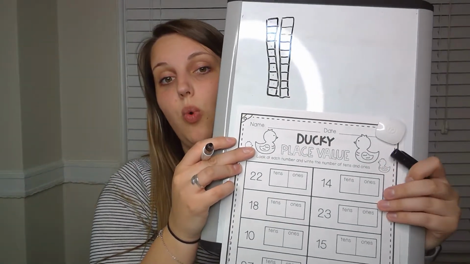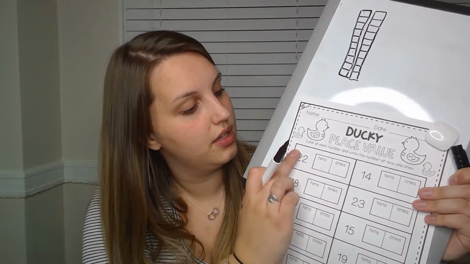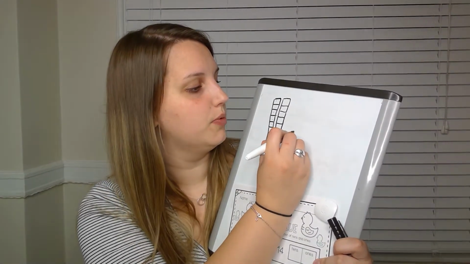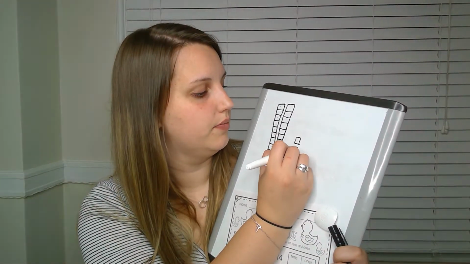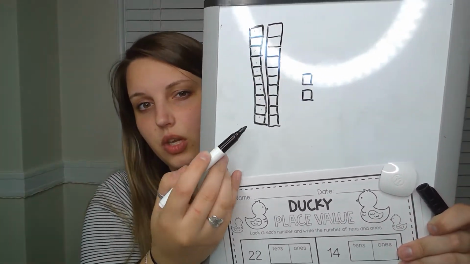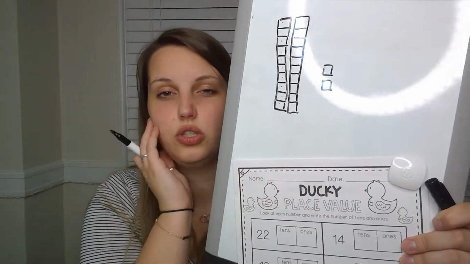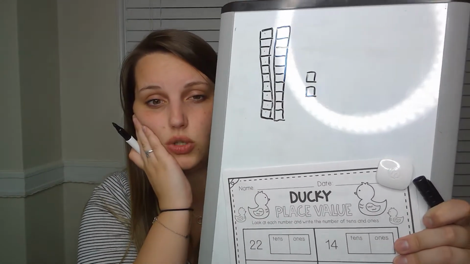And then looking in the ones, how many ones do we see? We saw 2 tens. How many ones? Right, our little 1 cubes were just little squares like this. That shows us 2 tens and 2 ones.